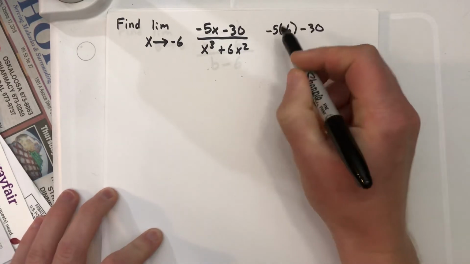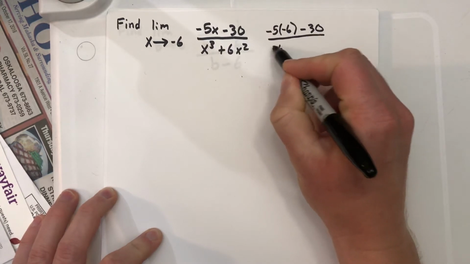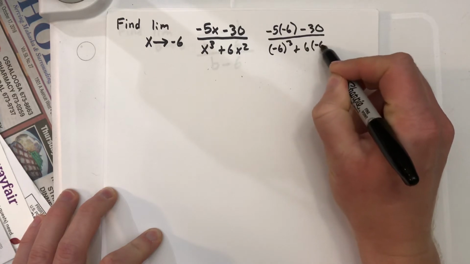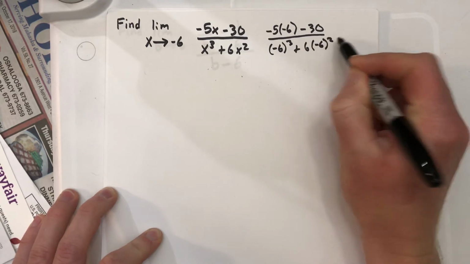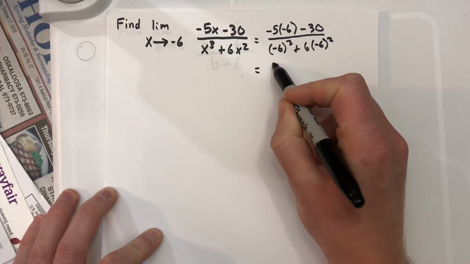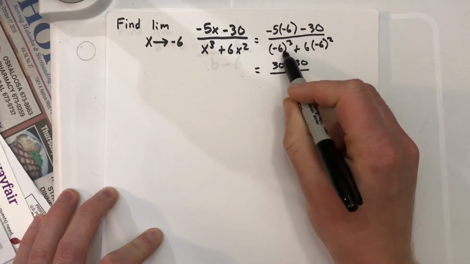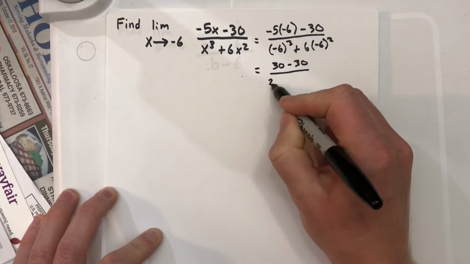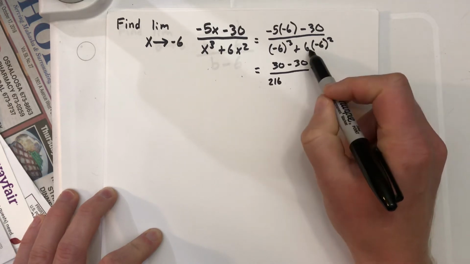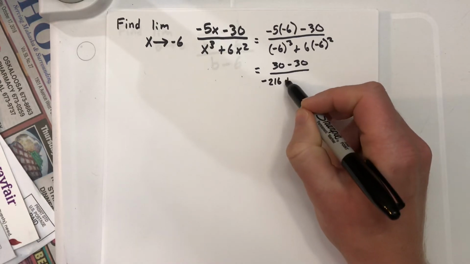-5 times -6 minus 30 over, let's see, -6 cubed plus 6 times -6 squared. So that's going to give 30 minus 30 on top. Over, this is going to give -6 cubed, which is -216. This is going to give -6 squared, which is 36, times 6, which is going to be +216.